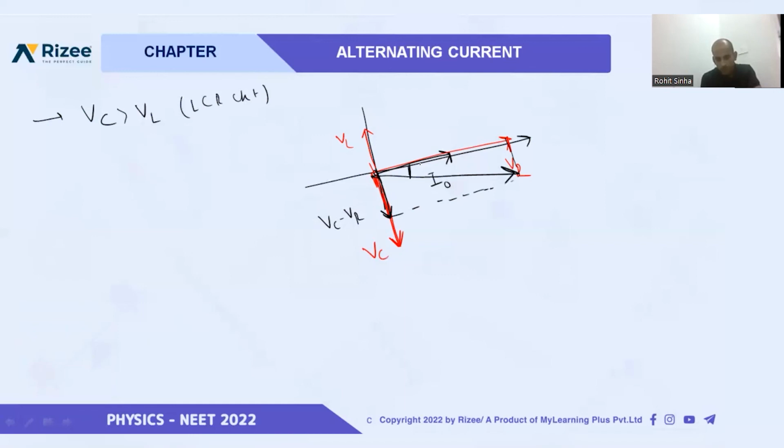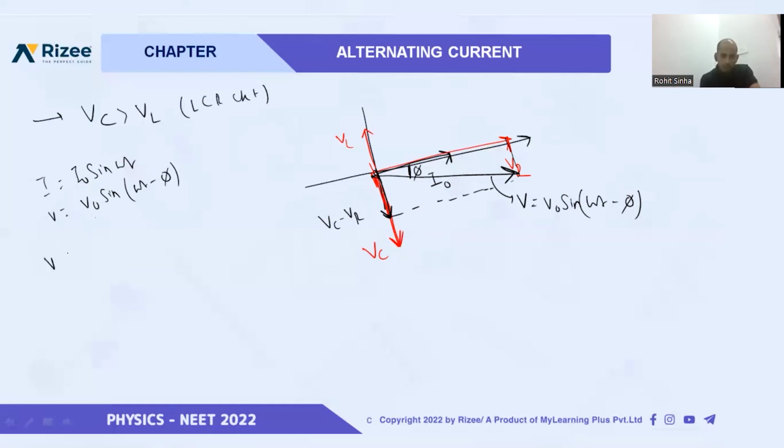This will be the phi angle and this will be the net voltage. It will be equal to V naught sine of omega t minus phi. Okay, I can write like this. If I is equal to I naught sine omega t, okay, then V will be equal to how much? V naught sine omega t minus phi. That means we can show like this. And what is the value of V naught?